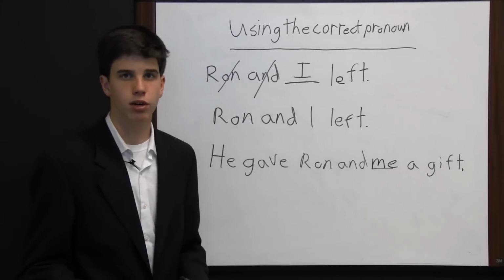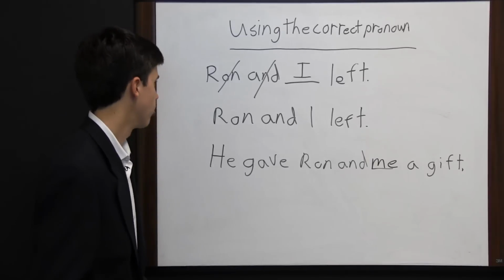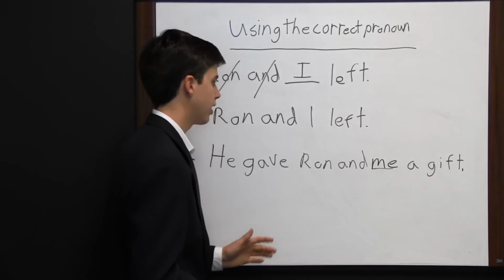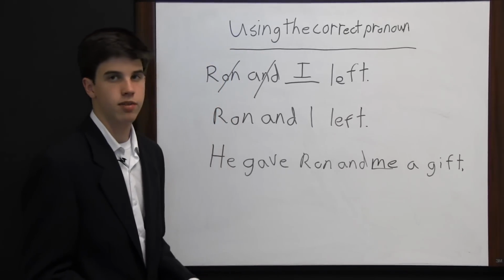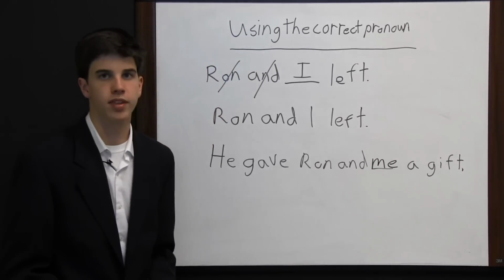Out of respect for the other person, you should always put yourself last in the order of people. So it wouldn't be correct to say, I and Ron left, or he gave me and Ron a gift. It always is grammatically correct to put yourself after the other people in the sentence.